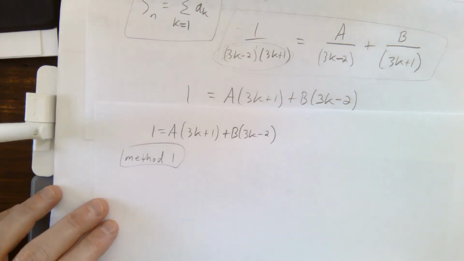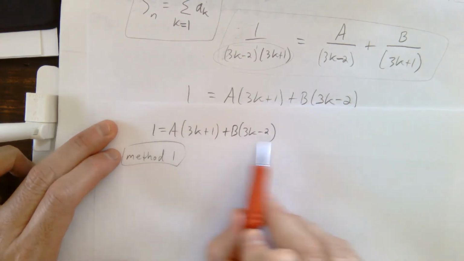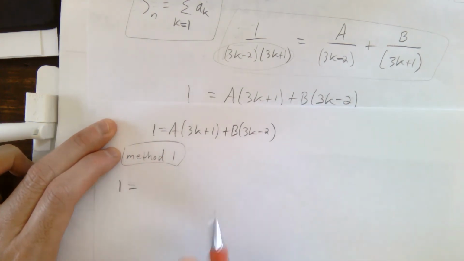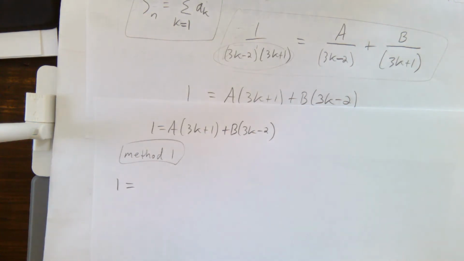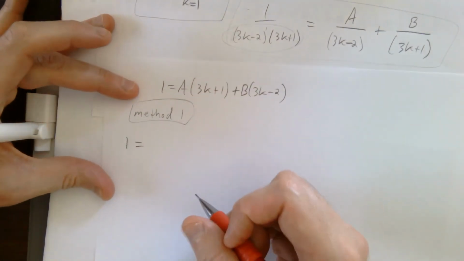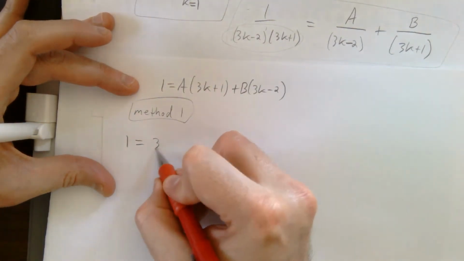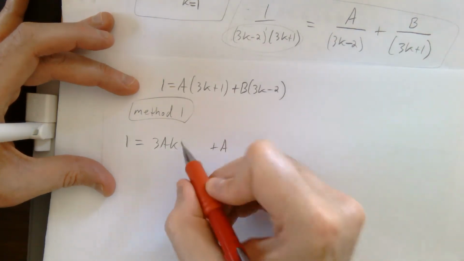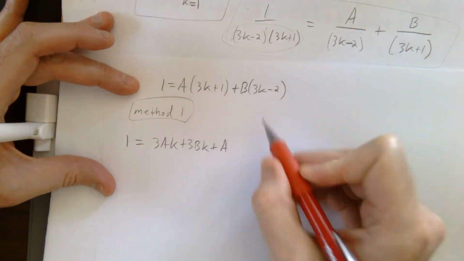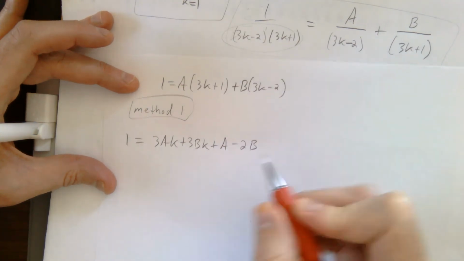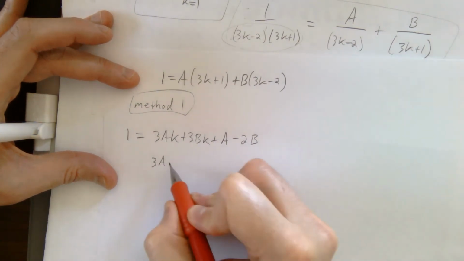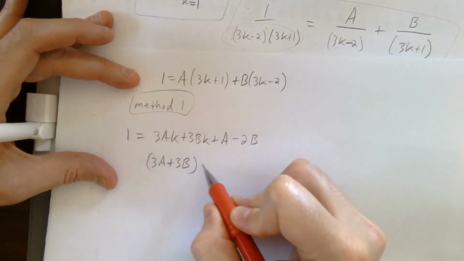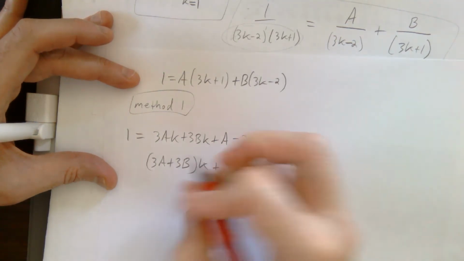Let's make sure we did everything right. Okay. So what you do is you basically multiply out your equation and cluster up like terms together so that you can factor out k's or k squared terms, factors rather, and etc. So here I have 3ak plus a plus 3bk minus 2b. There we go. We've clustered up like terms so that we can factor out k's.